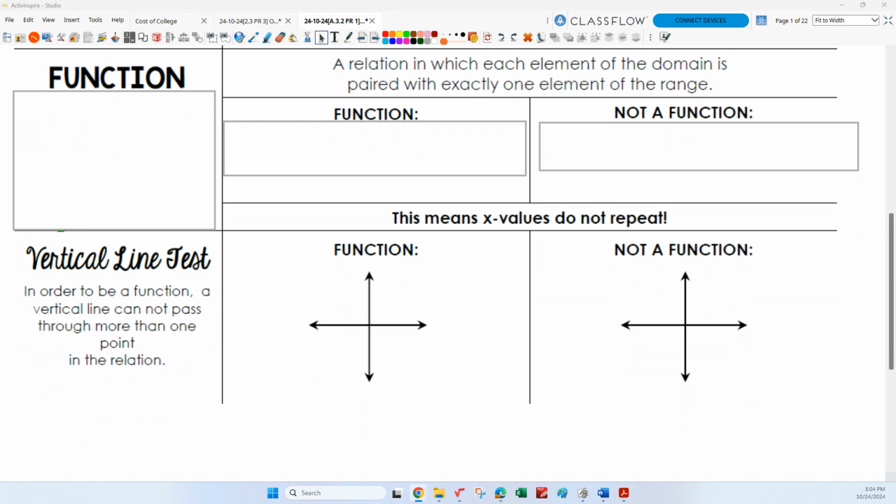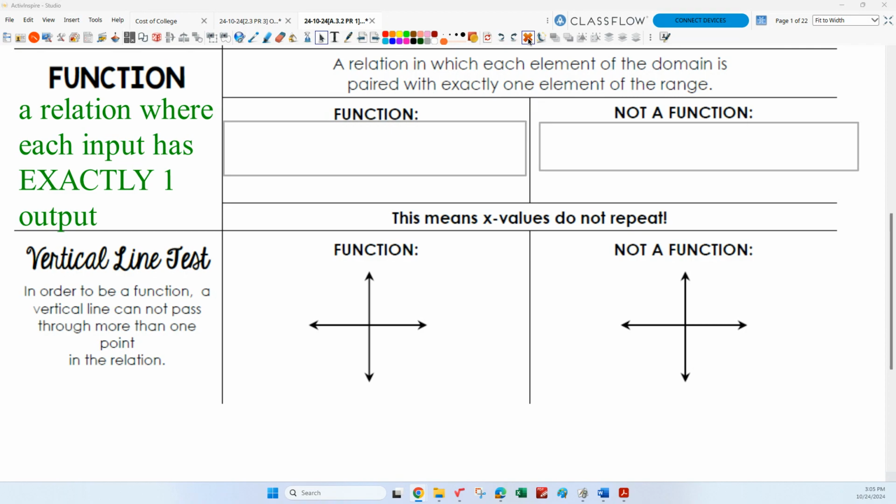So what does it take for a relation to be a function? It has to meet a set of criteria, or pass a test, we could say. The test for a relation being a function is this one. A relation is a function if each element of the domain is paired with exactly one element of the range. Okay, that's a way of saying it. Perhaps this is an easier way of saying the same thing. A function is just a relation where each input has exactly one output.